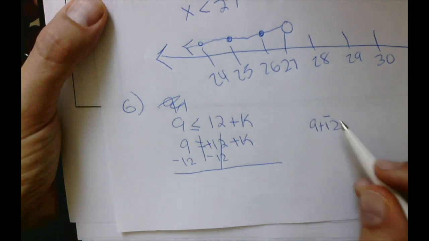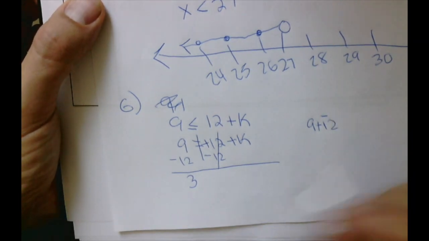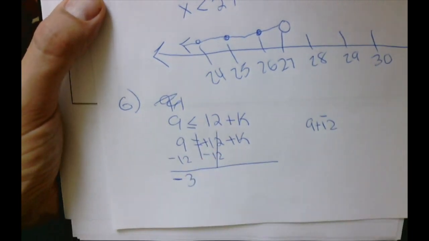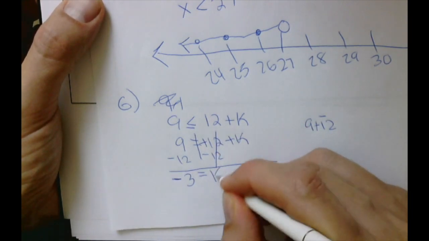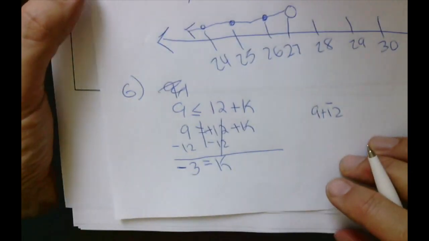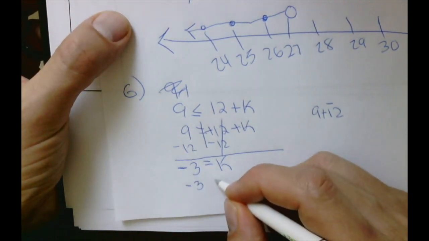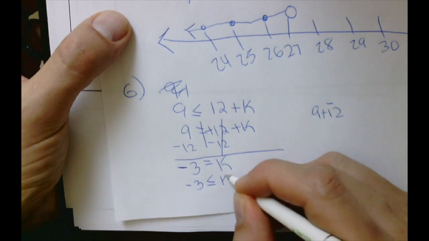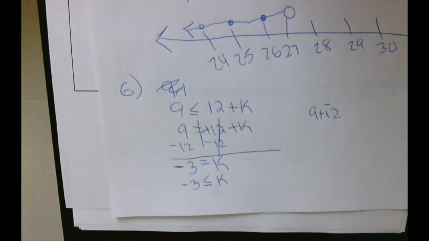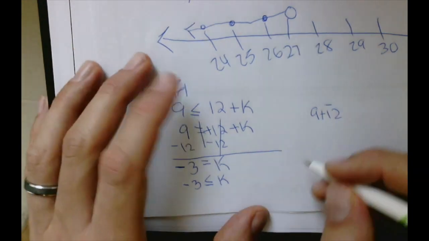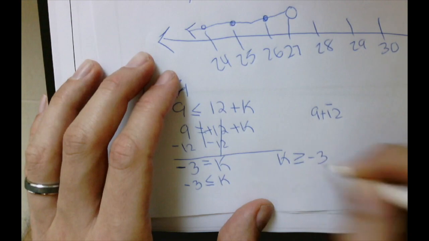After that, 12 minus 9 is 3. I take the sign of the bigger number to get negative 3. I write an equal sign underneath like that. And I'm left with negative 3 is equal to k. Next, I'll rewrite my inequality symbol so it looks like that. Finally, I want to make sure my variable is on the left side. So I'm going to rewrite this as k is greater than or equal to negative 3.